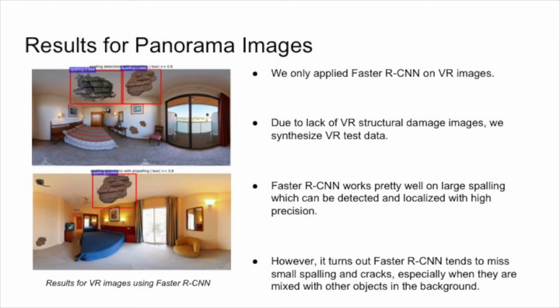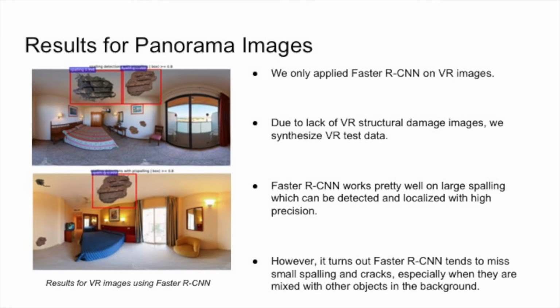After the successful detection and localization of structural damages with Faster RCNN, we also test our model on panorama images. However, due to a lack of VR structural damage images, we synthesize VR test data to see if Faster RCNN works on panorama images. From the two images on the left, we found that Faster RCNN worked pretty well on large spalling, which can be detected and localized with high precision.